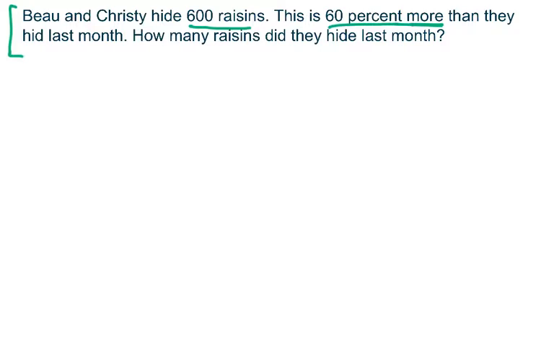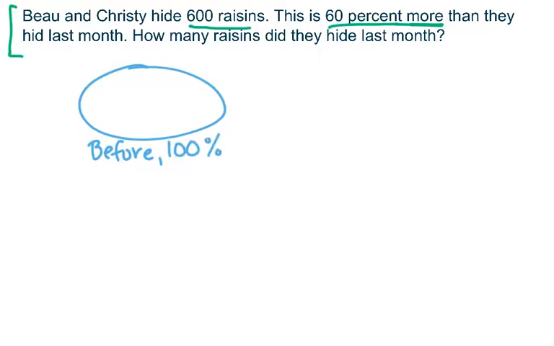So a diagram will always be our first step. We're going to start with a nice oval representing 100%. So again, just like the other problem, this will be our before, 100%. And then this is representing last month. So we want to find out how many raisins they hid last month, but we don't know what that is yet, obviously.